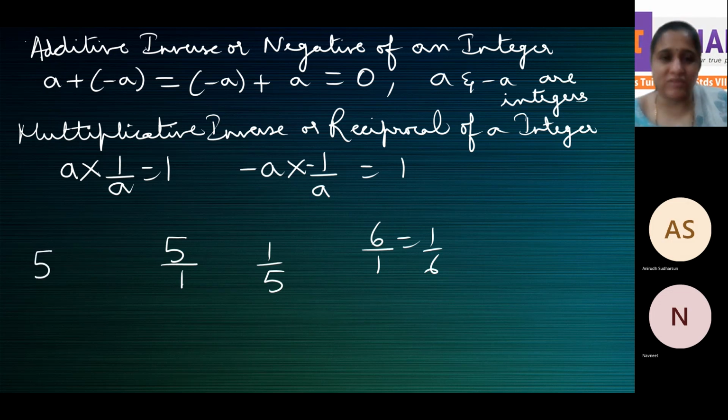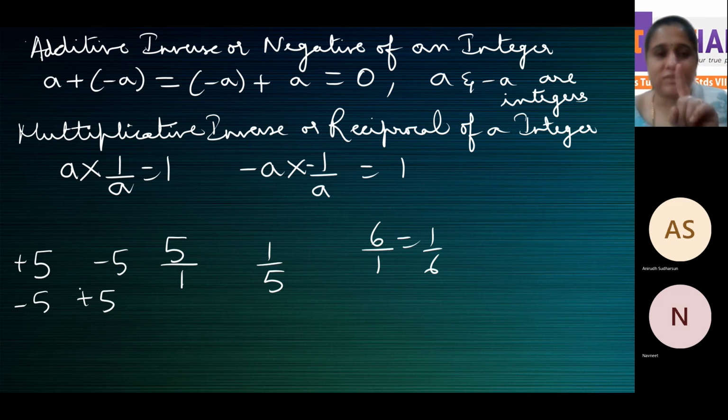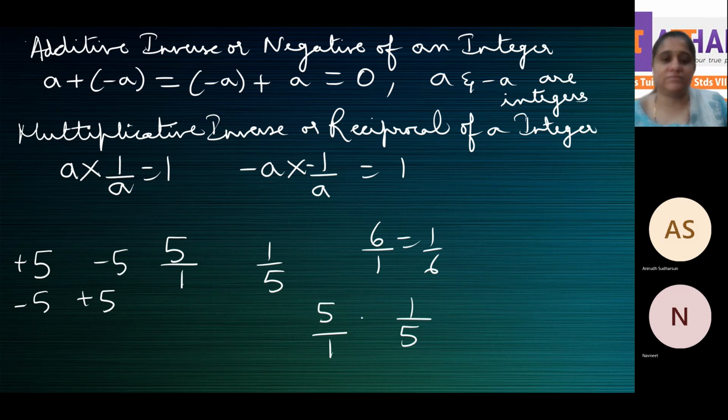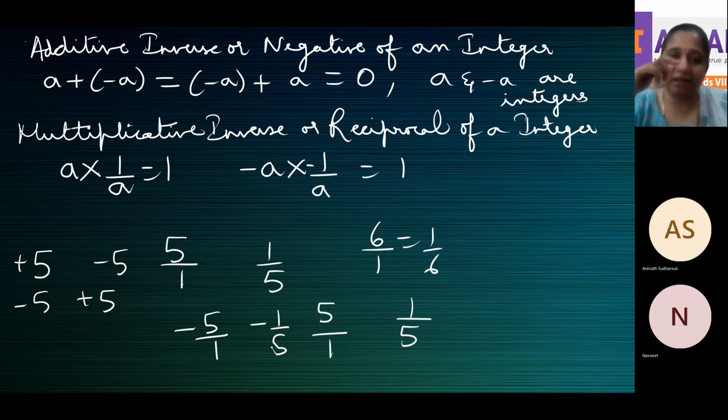Like if you have 5 with you, you can make this plus 5 minus 5. Listen to me fully. Or if you have minus 5, you can make it plus 5. So you can change the sign. That's one thing. Or what is the other thing you can do? If you have 5, you can take its reciprocal. 5 by 1, you can make it 1 by 5. Or if you have minus 5 by 1, you can make it minus 1 by 5. You can turn it upside down. You write the denominator and the numerator, and the numerator and the denominator. That minus sign, you put as it is.